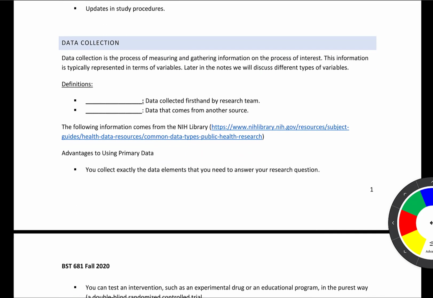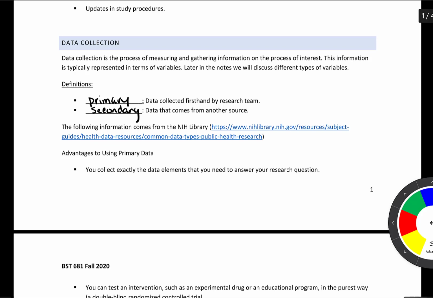All right, we're going to talk a little bit about data collection next. So data collection is the process of measuring and gathering information on the process of interest, and this information is typically represented in terms of variables. And so a little bit later on, we'll do a review of different types of variables. So there's two types of data. There are what we call primary data, and there are secondary.